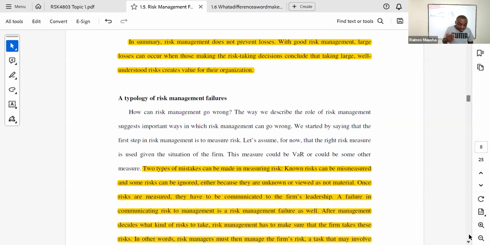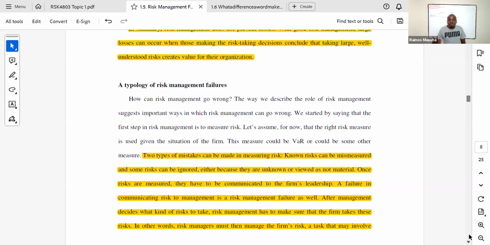But remember, based on this summary, we are now going to be looking at the typology of risk management failures, to say, what really are risk management failures? How do we identify them? And what can we do to mitigate those risk management failures as well? Are there any questions so far?